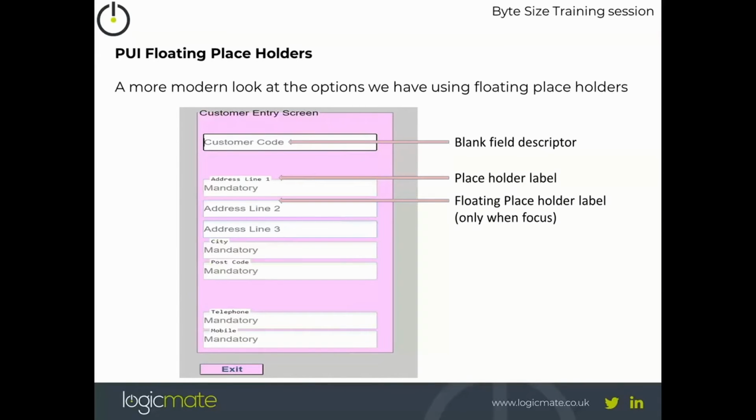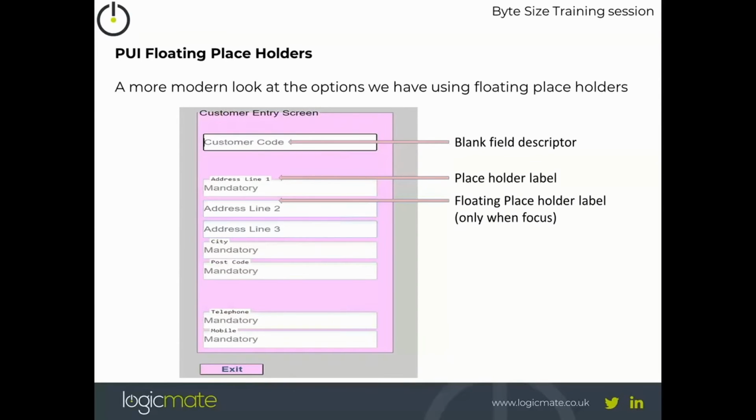Okay, the next one down is a placeholder, which appears in the frame. So if you look at the address line 1 box, we've got a text called address line 1. In addition to the blank field descriptor, which in this case is mandatory, so we're saying that the entry for this field is mandatory, we're also saying that the actual input control is an address line 1 by identifying this placeholder name in the actual frame.